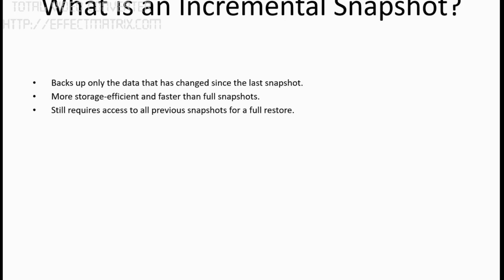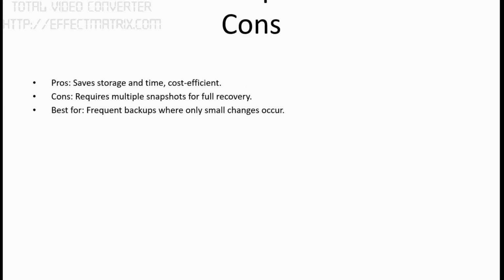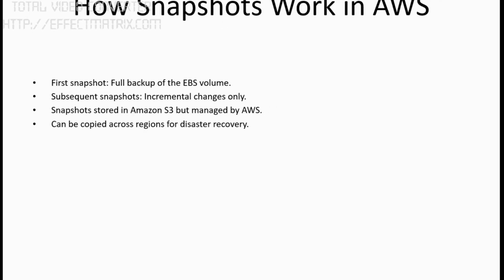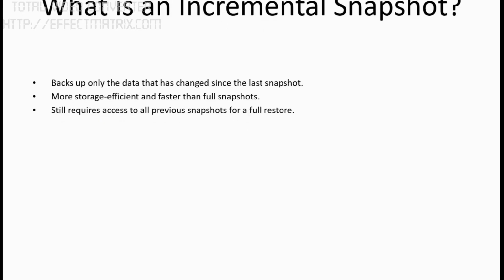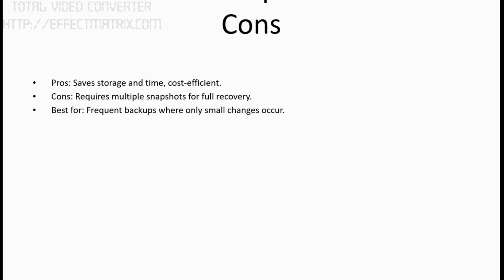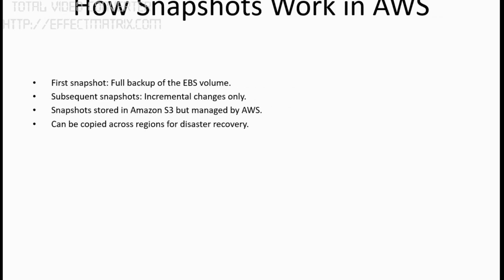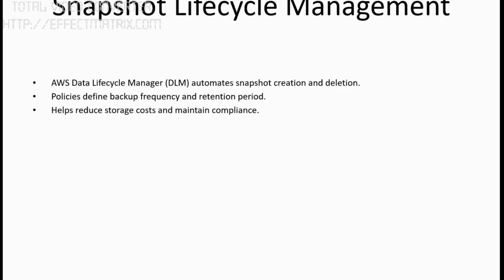Okay, cost effective we saw. How snapshots work in AWS? This we saw before. Backups only data that has changed since the last snapshot. This is the incremental. Pros. First snapshot, full backup.